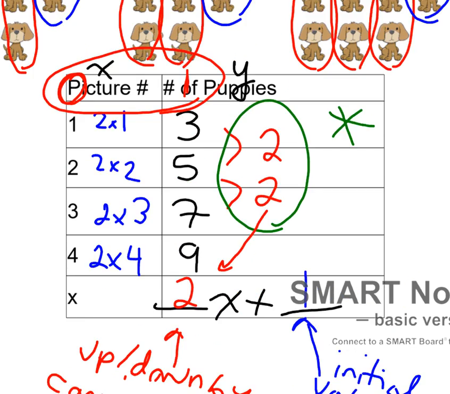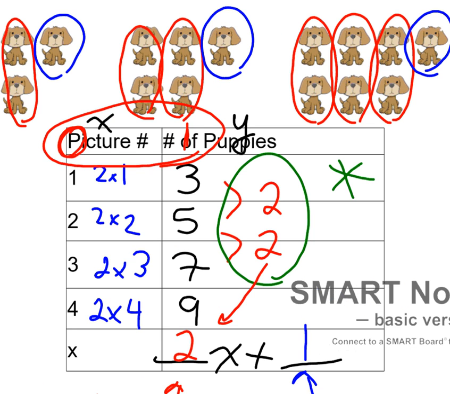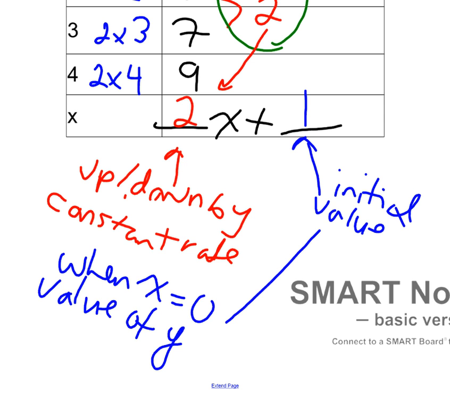So that is how you can go from a pattern to a table to an equation. And all equations that are linear, all equations that go up or down by a constant rate, all have the structure of something x plus something, or something x minus something.